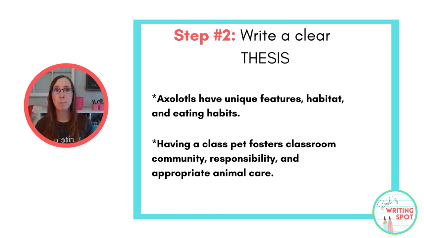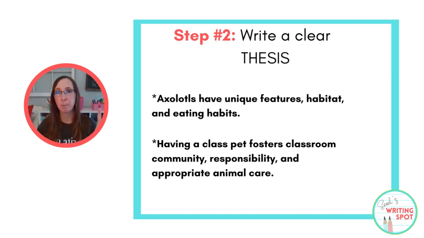So I have 2 examples here. The first one is: axolotls have unique features, habitat, and eating habits. So notice that when my students write a thesis for 5 paragraphs, I always have them keep it to 1 sentence. It just is easier that way. It can get complicated if you do more than that. So I suggest one sentence, and that one sentence should have the 3 subtopics in it.